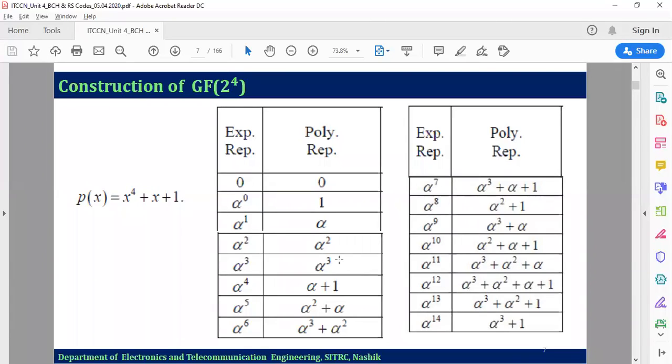Because if you are just writing down this content from the slide, it will not be helpful for solving the next numericals. I hope you have understood this process of how to find the syndrome, that is, SI is equal to R in bracket alpha raised to I.